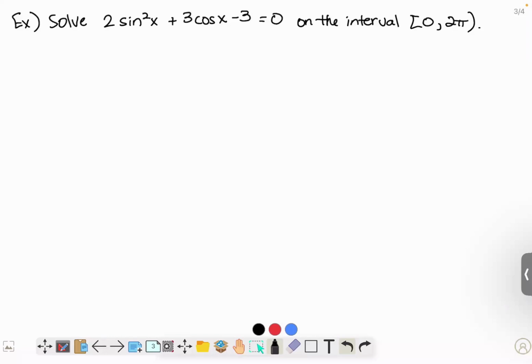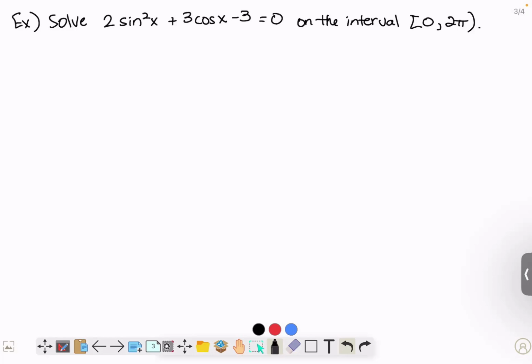What's extra here in the instructions is that they're giving us an interval, so we're not looking for a general solution. We don't have to add that to pi n or pi n. We're just going to find the solutions that are between 0 and 2 pi, and we're going to stop there. So I've got the square here, so I know this is a quadratic type, but I also have two different functions. I've got sine and cosine, and I want to see if I can make it just one function here.